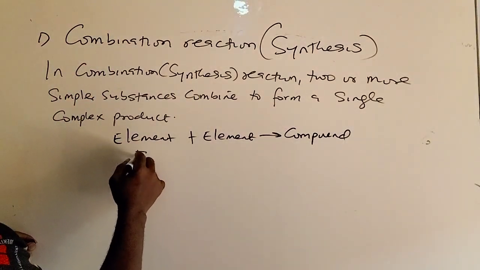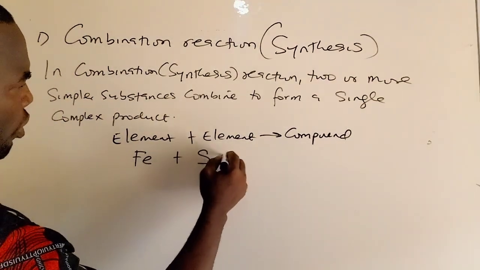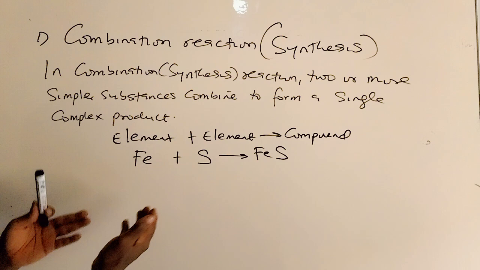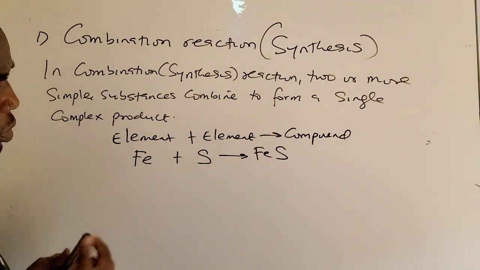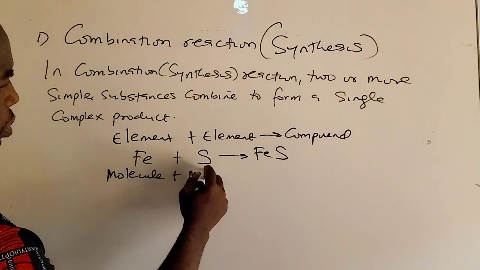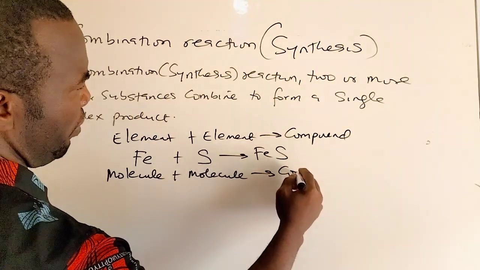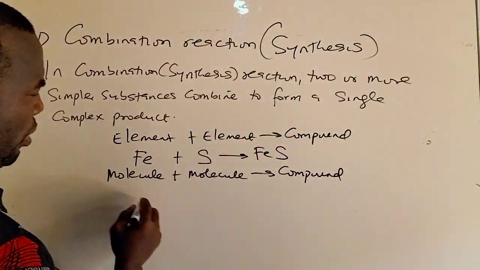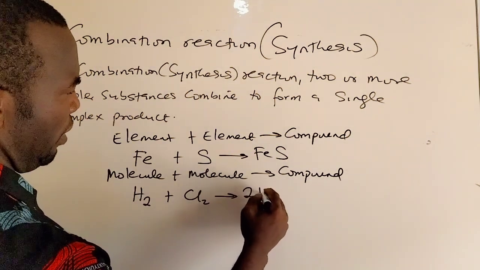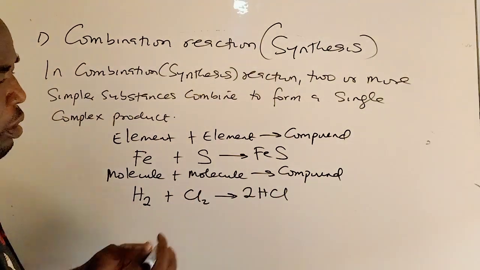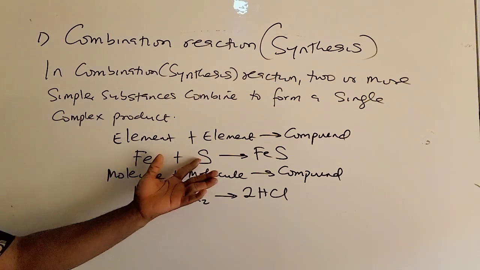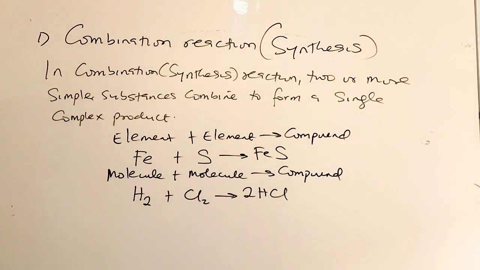Elements like iron plus sulfur, giving us iron(II) sulfide. You can see that: two elements or two reactants and one product. It could involve a molecule plus another molecule, giving us a compound. For example, hydrogen plus chlorine, giving us HCl. Two molecules and one compound. You see, the uniqueness here is that you can have two or more reactants, but you will only have one product.